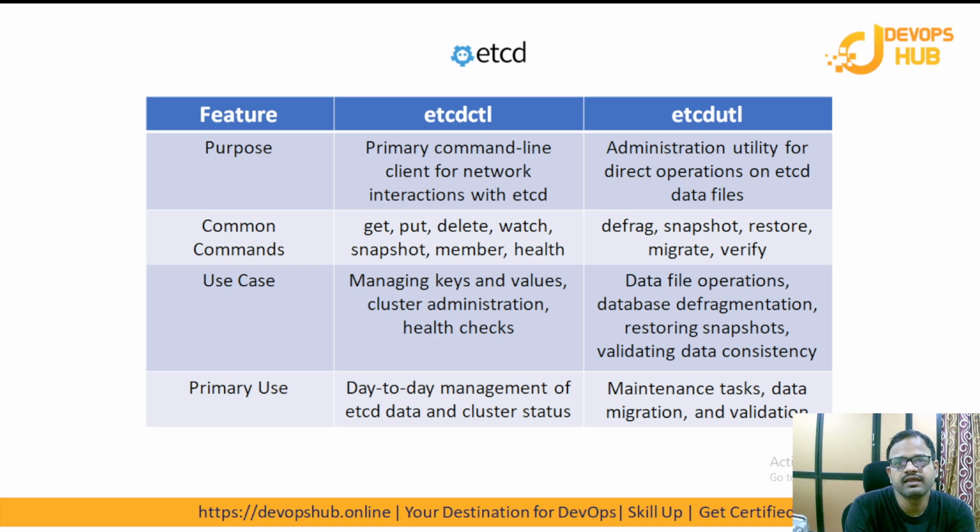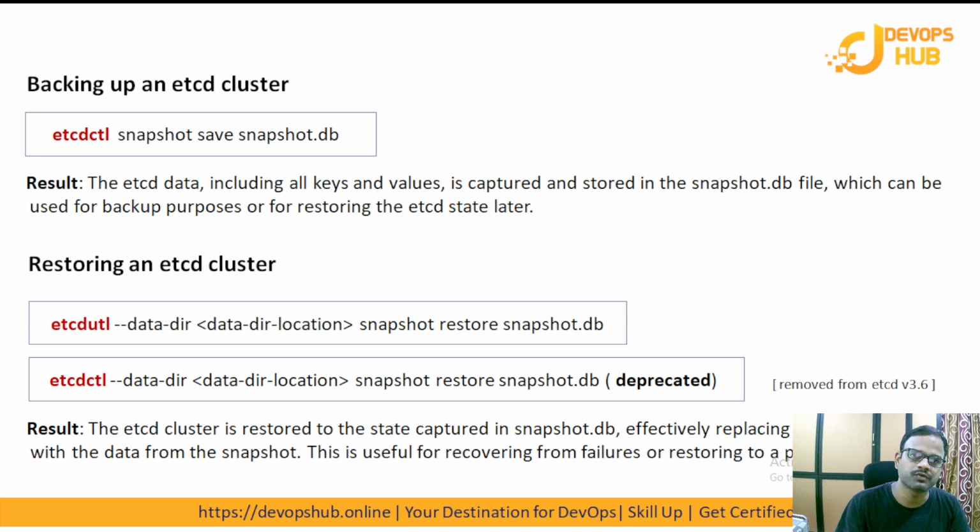So etcd is maintaining two clients and given a purpose for them. Depending upon your purpose, you can choose which is going to be the right fit for you. And why are we discussing all these things like etcdctl and etcdutl? Because today's topic is, like I already told you, to take a backup, that is a snapshot of etcd, and to restore. For doing those two tasks, creating a snapshot and restoring a snapshot, we are going to use two commands.